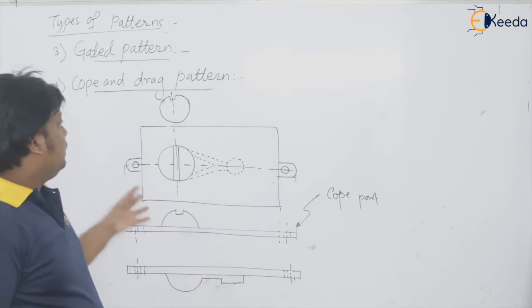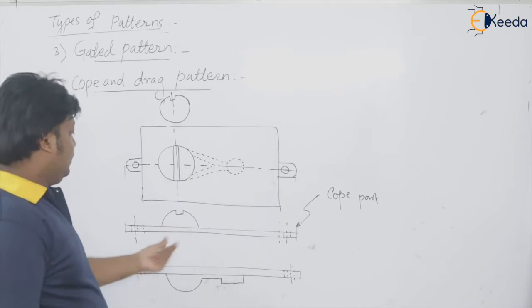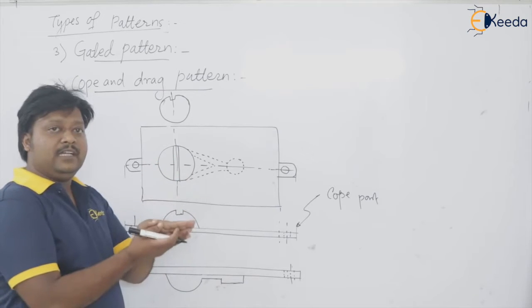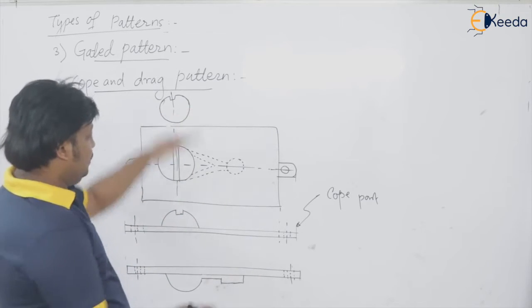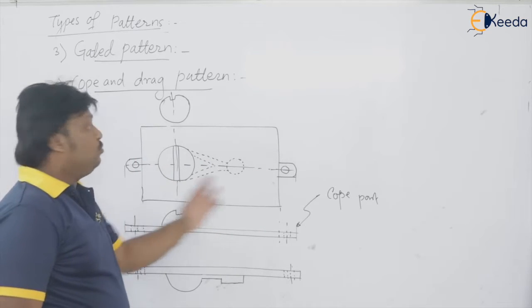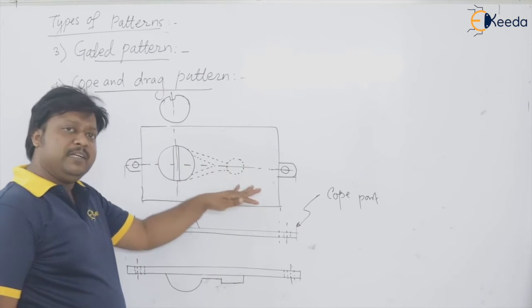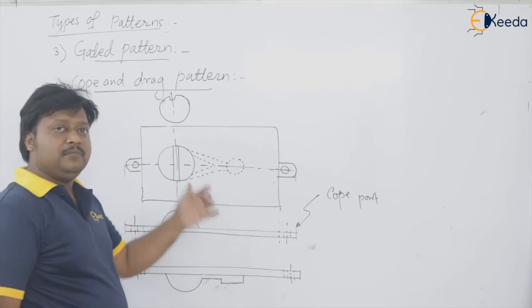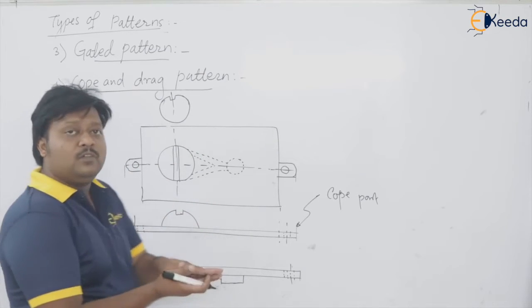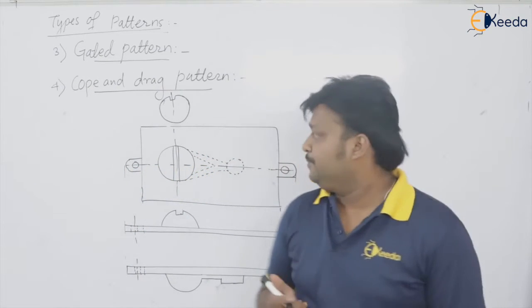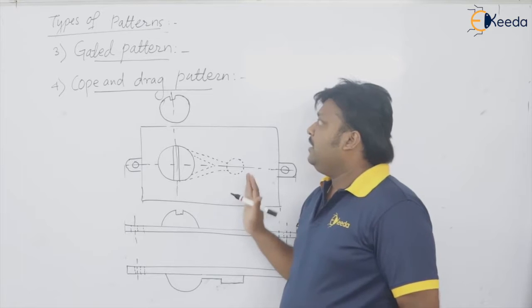The cope and drag pattern. So this is the cope part, this is the drag part. Along the aligning pins, we bring these two together to get the pattern and make the mold. It is like a split pattern. Only the thing is that along with the gating and risering system, they are mounted on two separate plates, which may be wood or metal. So this is the cope and drag pattern.